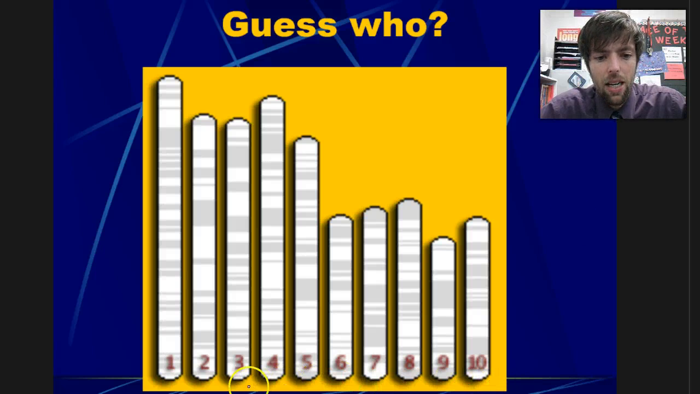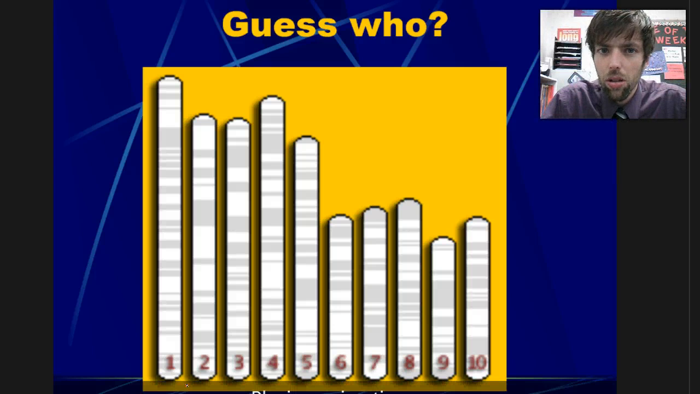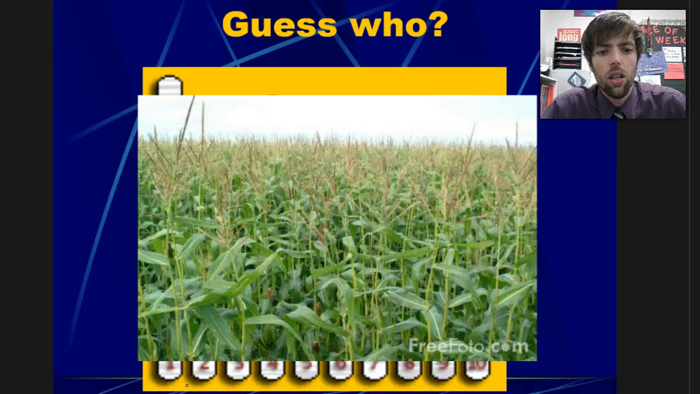Now, I want to show you a picture of a set of chromosomes, and you'll see there's a total number of 10. Can you remember from the other slide who had 10 chromosomes? But wait, there's 10 from one parent and 10 from another, so 20 chromosomes total. That would be corn. Cool, 20 chromosomes.